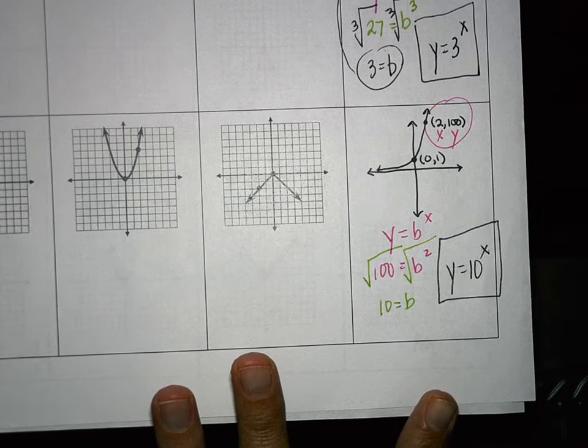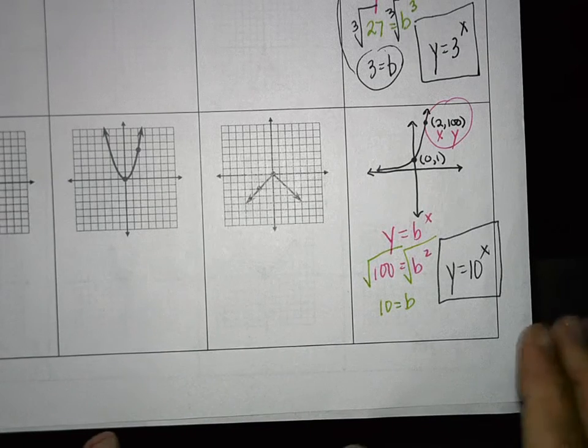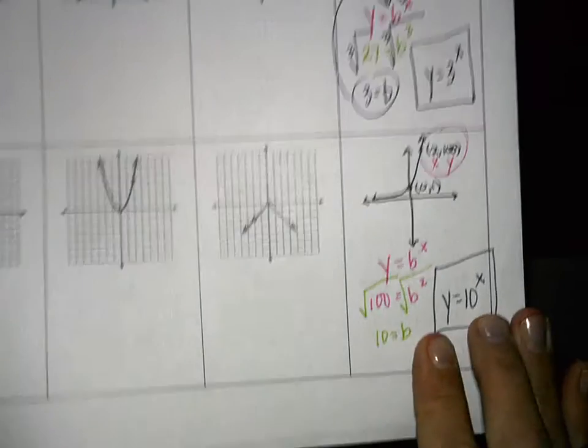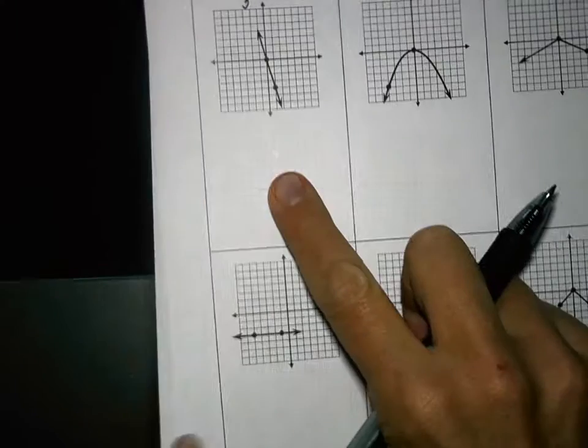Any questions? Okay, let's move over to our line here.